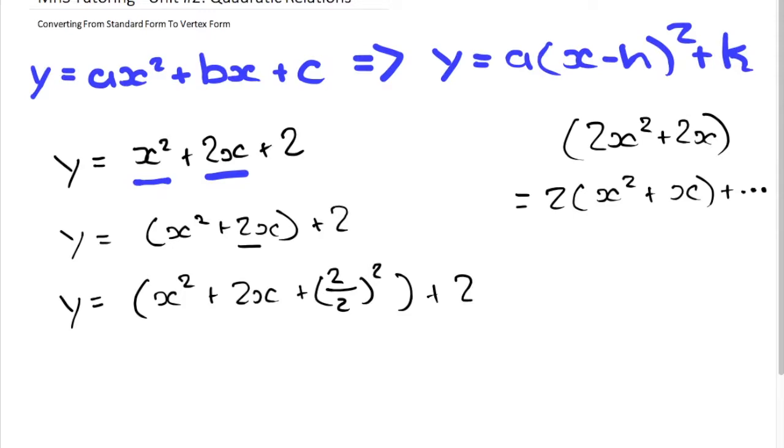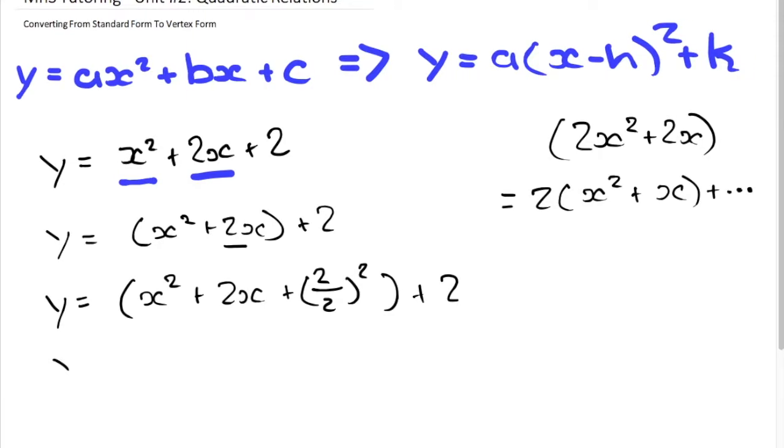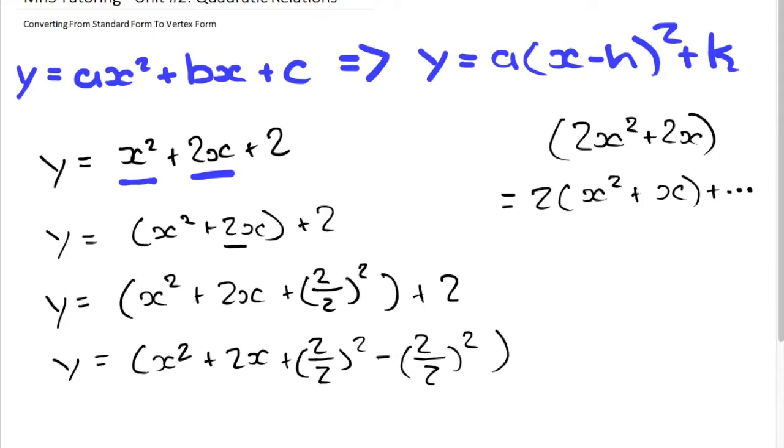But now, since we added something to the right side of the equation, we have to subtract it as well inside the bracket. So technically, we didn't really add anything, and we didn't really subtract anything. We didn't really change the equation. So we have to write y is equal to x squared plus 2x plus 2 over 2 squared minus 2 over 2 squared, right? Plus 2. Since we added 2 over 2 squared, which is basically 1, and we subtracted 2 over 2 squared, which is basically 1, we basically canceled that out. So right now, it's like it's never there.